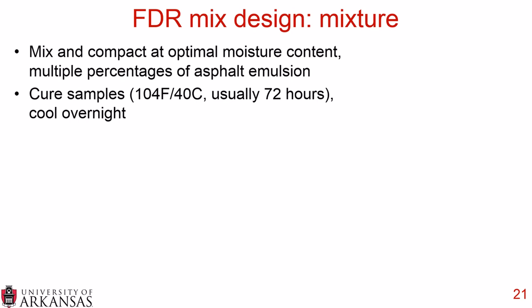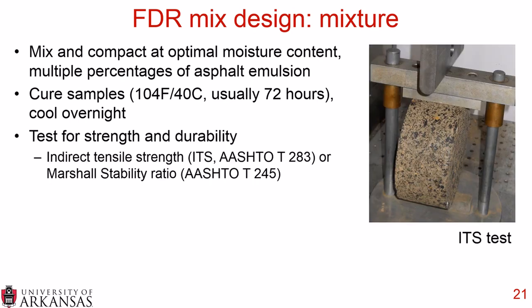So this curing is very important, and this is specific for asphalt emulsion because you want to make sure all that water leaves the system. So curing at 104 degrees Fahrenheit for 72 hours means those compacted samples will not have any water in them. And then you want them to cool overnight because when you run the tests, you want them to run at ambient temperature, which is the temperature in the field. You don't want them to run at an elevated temperature. So when you're testing for strength and durability, you want to make sure those are at ambient lab temperature, which is about 25 degrees Celsius or 77 degrees Fahrenheit.